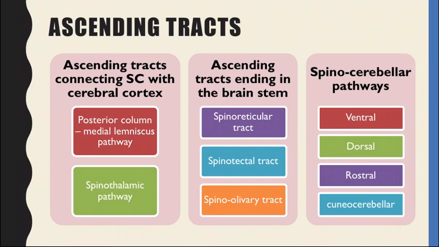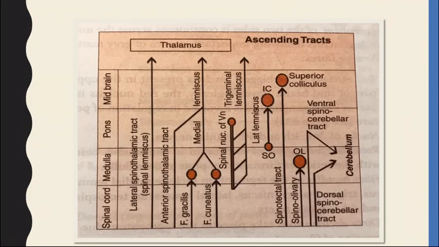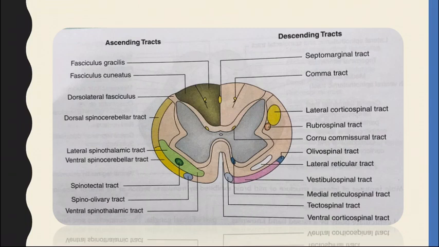The second one is in the brainstem, third one is in the cerebellum. We will cover these two, brainstem and cerebellum, afterwards. First, we will start with these two. Starting with the first one, for this diagram there is no need to go into detail.